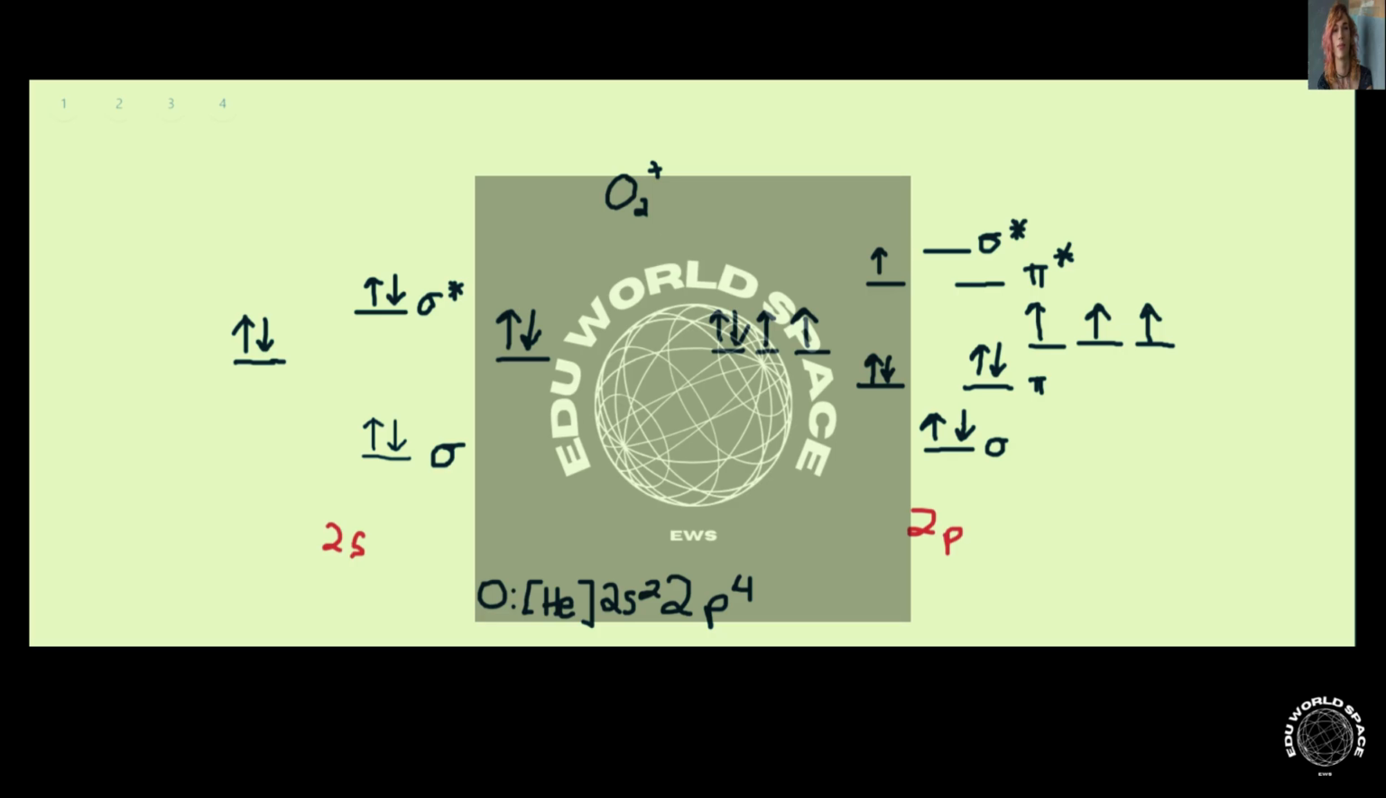So that's what paramagnetism means. The magnetic field you're creating is parallel to the applied magnetic field.